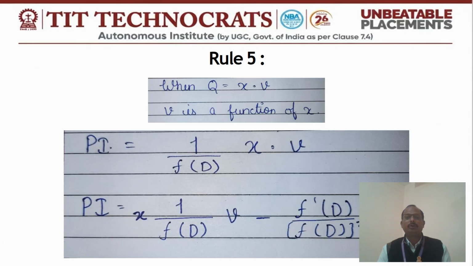Another rule is Q is equal to x dot v, v is a function of x. So PI is equal to 1 by f d x dot v. In this case again there is a specific formula. PI is equal to x dot 1 by f d v, minus f prime d upon f d whole square dot v.